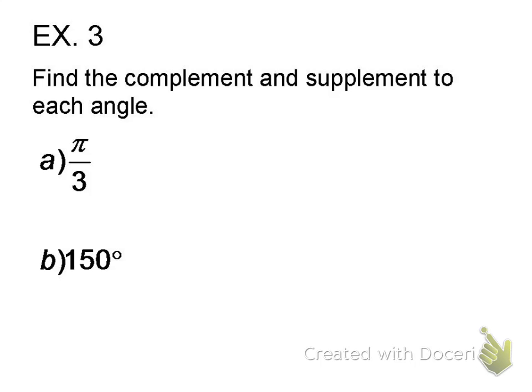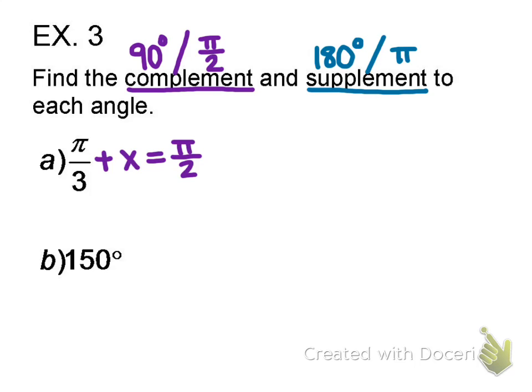Okay, now number 3, we're going to find the complement and supplement to each angle. First, in geometry, we learned that complementary angles are two angles that add to equal 90 degrees. In terms of radians, that's going to be pi over 2 radians. Then supplementary means that they add to equal 180 degrees, or in terms of radians, that's going to be pi radians. So I'm going to set up a little equation here for A. We know that pi over 3 plus some other angle x has to equal pi over 2.